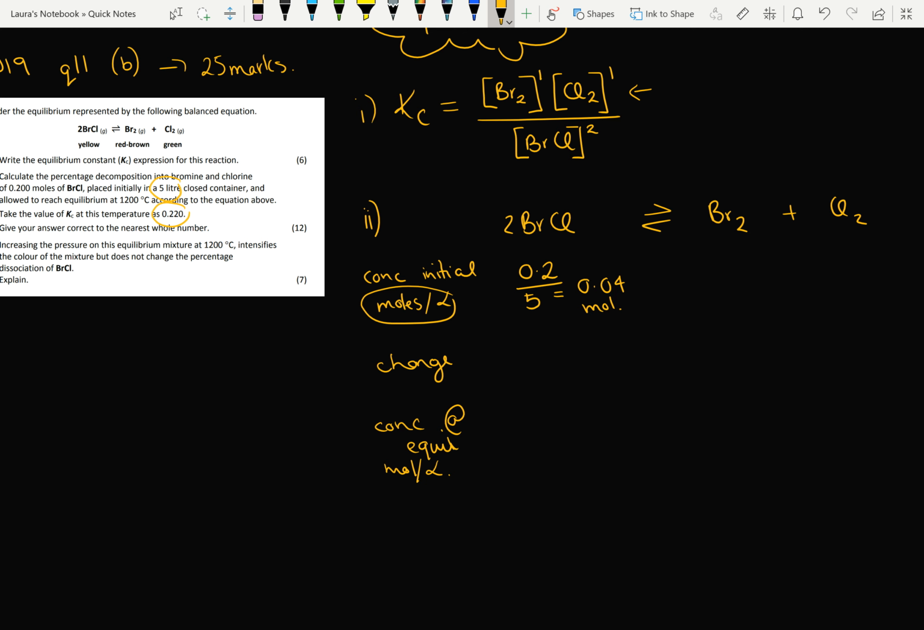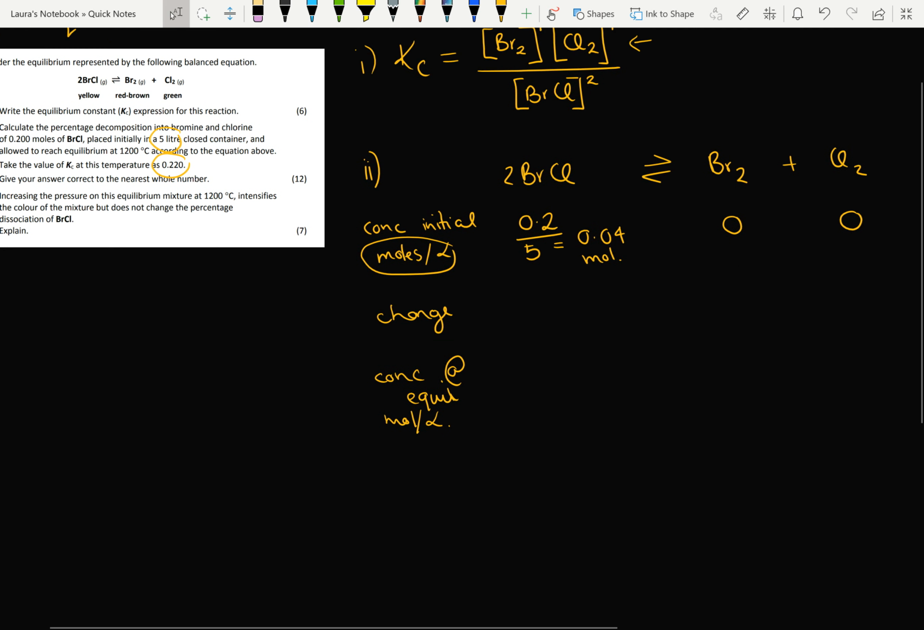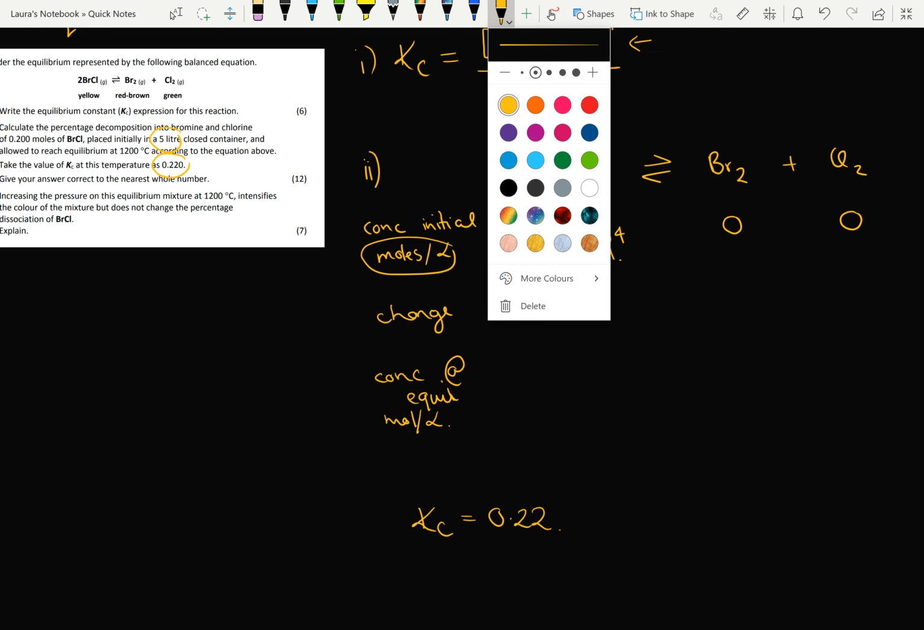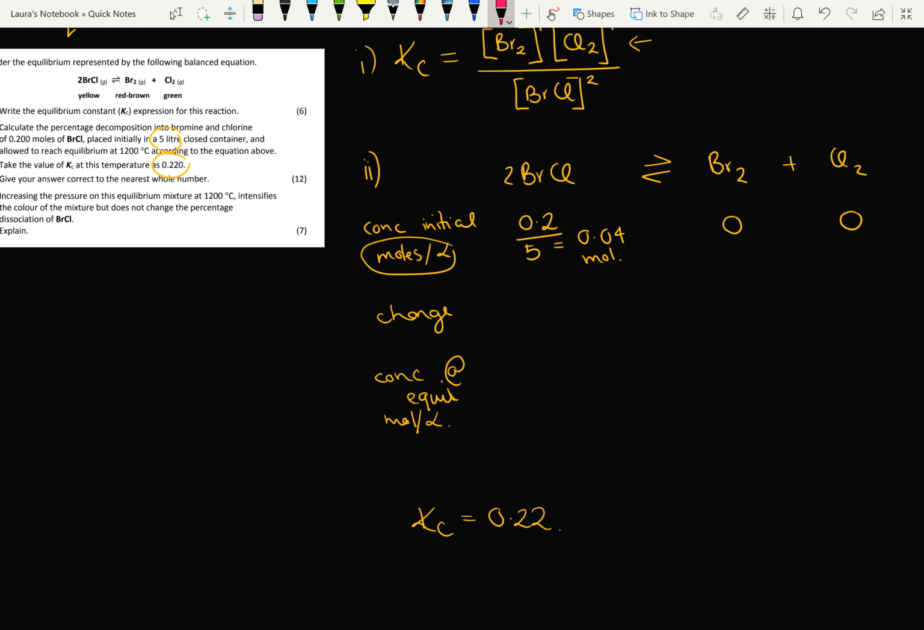Now I also know that initially the concentration of my products is going to be 0. The final piece of information that I'm given in the question is that the value of Kc is equal to 0.22. So I'm just going to leave that down here and we'll come back to it once we've filled in this table. Now, initially looking at this table, it looks like we're not actually given that much information. So what we're going to have to do is introduce an unknown. So I'm going to introduce an unknown in the form of x.